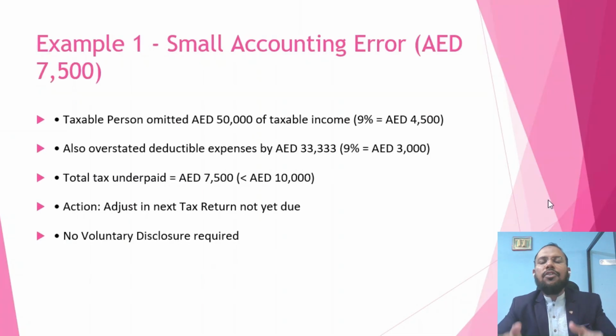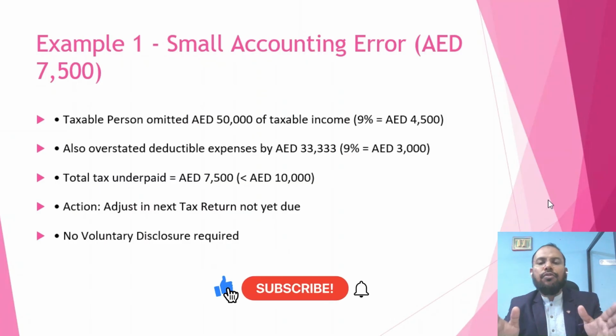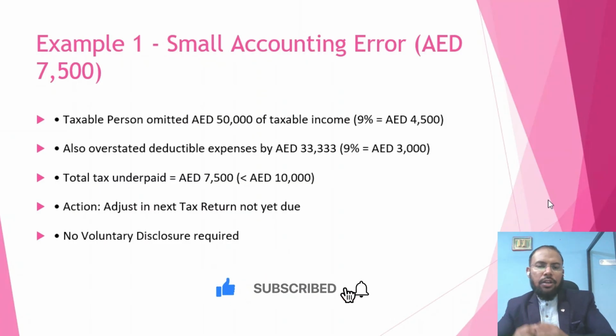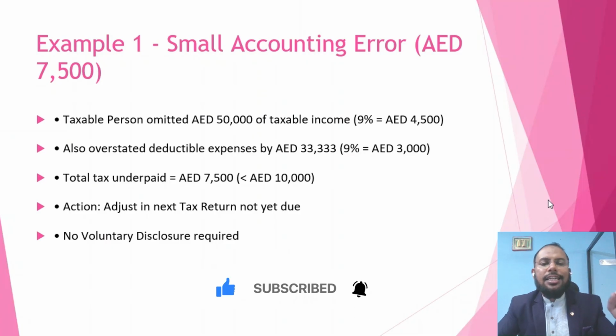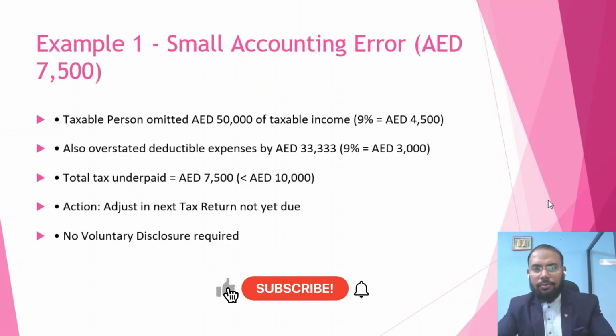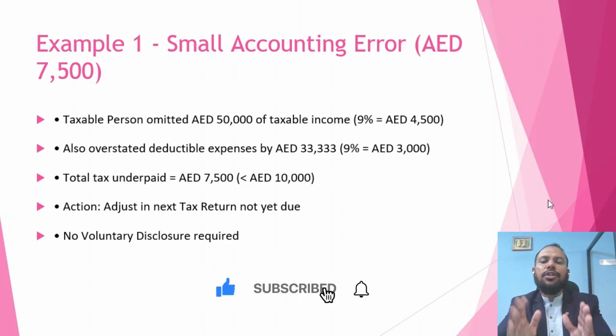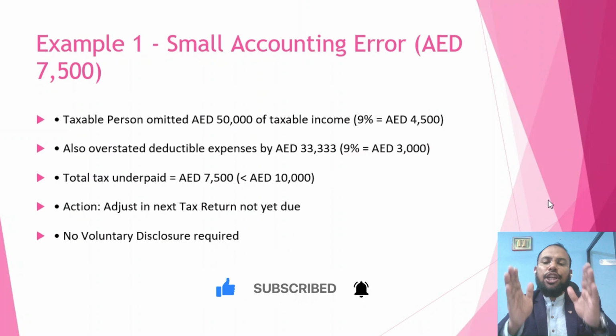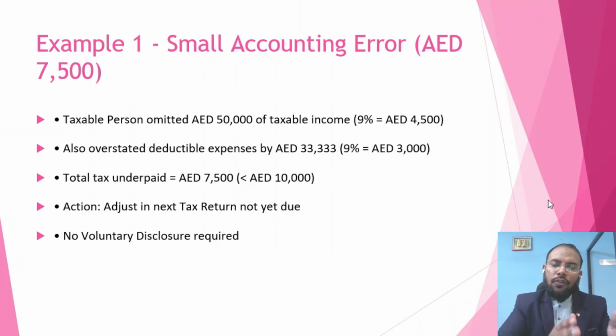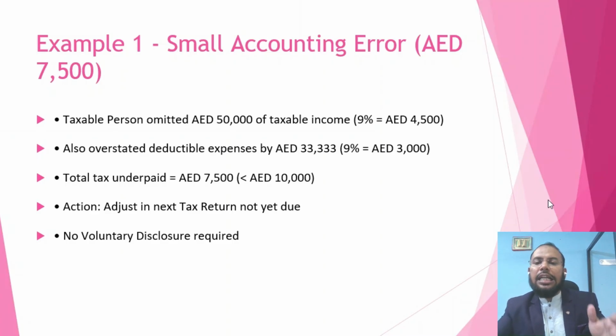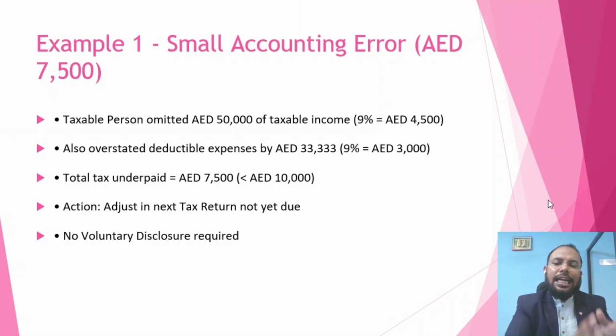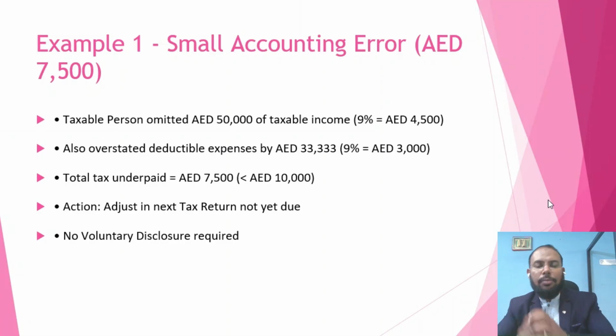For your understanding, we will take a real life example. There is a mistake which occurred by the accountant. The taxable person omitted AED 50,000 of taxable income. This error is AED 50,000 of taxable income, but we need to consider the impact. To get the impact, we need to calculate 9% on that income. 9% of AED 50,000 is 4,500. That is the actual impact on your tax liability.